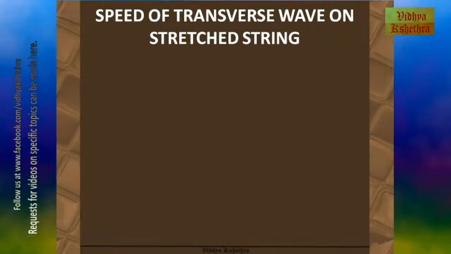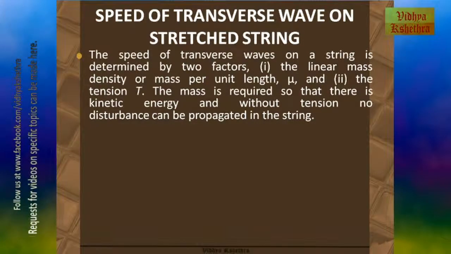Now we shall see the speed of transverse wave on stretched string. In this case, the speed depends on the linear mass density or mass per unit length mu and the tension T. This is because the mass is required so that there is kinetic energy, and without tension no disturbance can be propagated in the string.